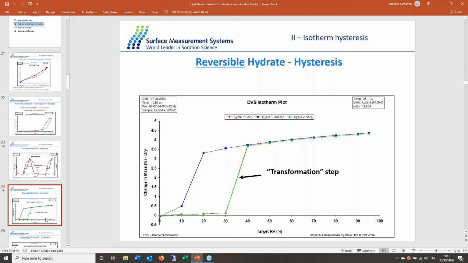I can always dry it back to the initial condition. So I don't have to worry, for example, about storage condition or about preconditioning of the sample, because whenever I want to, I can re-dry the sample back to the initial form.